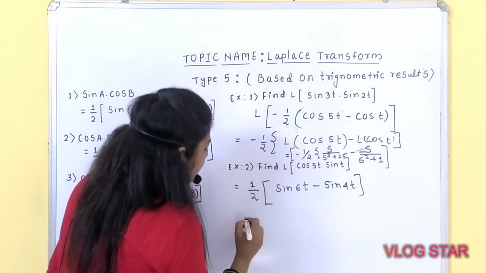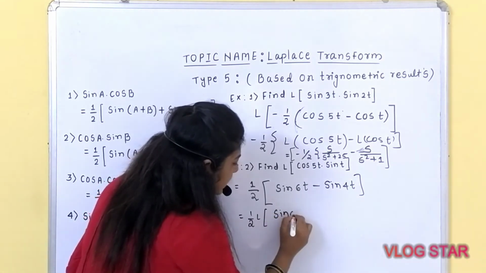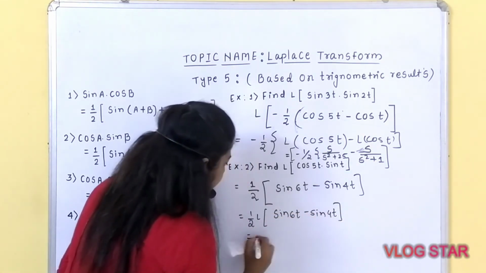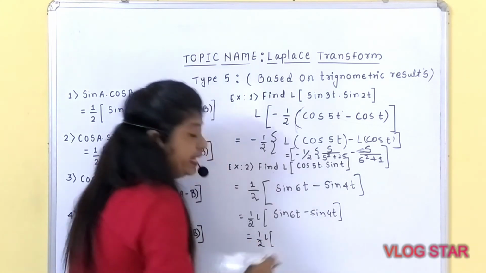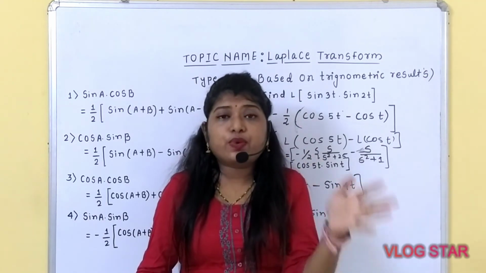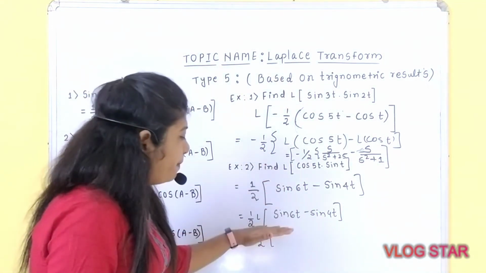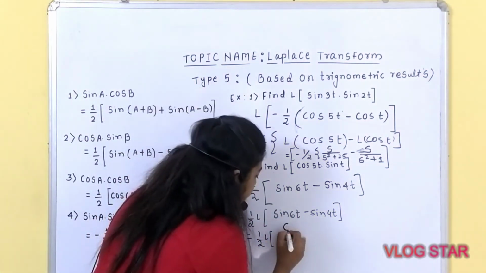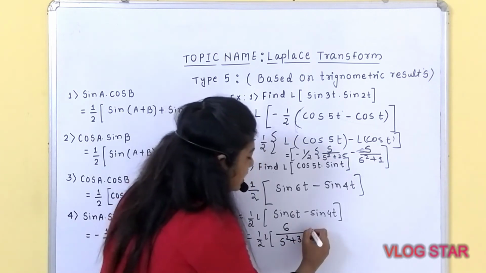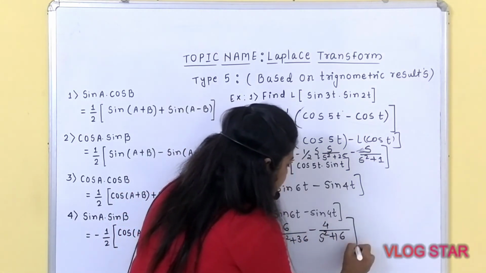So how are you going to find the Laplace of this particular term, sin 6t minus sin 4t? As you know, the standard result for Laplace of sin at is a upon s square plus a square. So in this example, Laplace of sin 6t can be given by 6 upon s square plus 36, minus 4 upon s square plus 16.